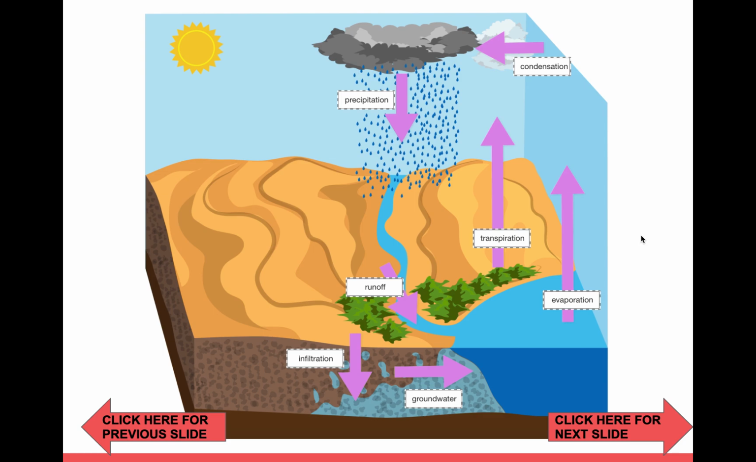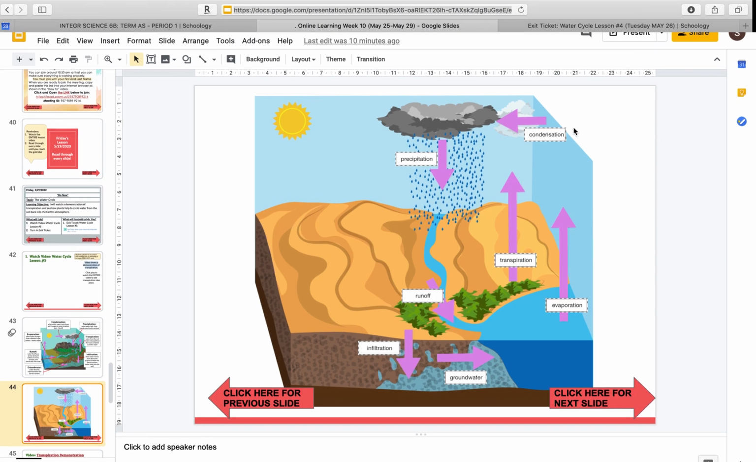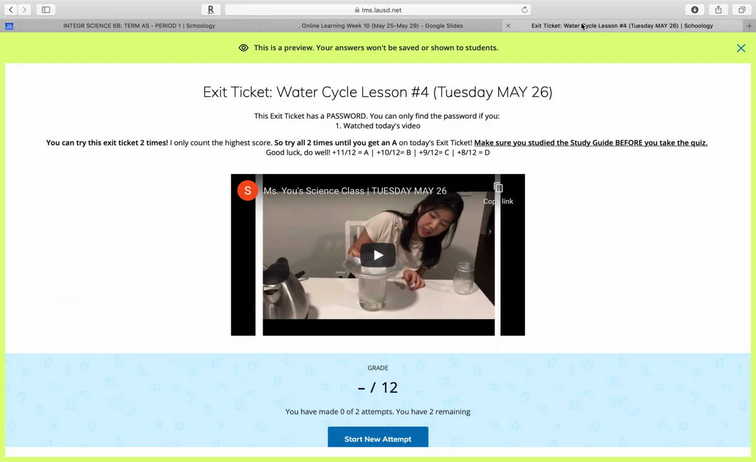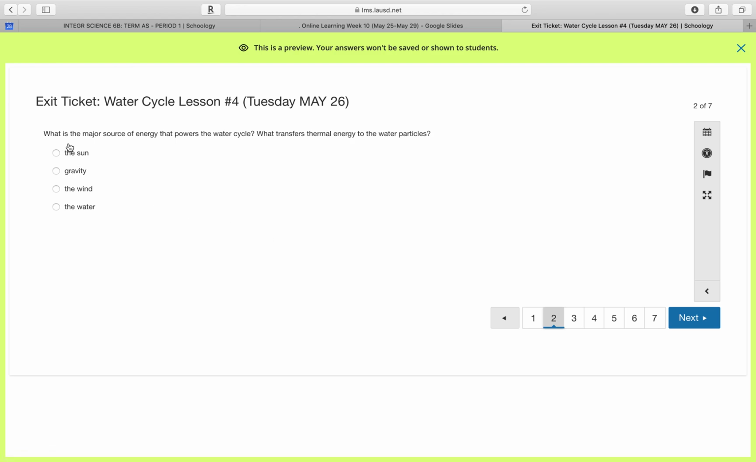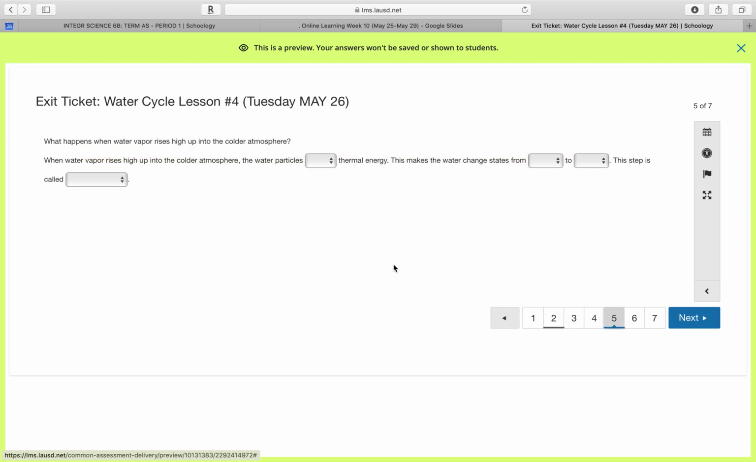So on Tuesday, you did an exit ticket where you were supposed to be able to label all of these arrows correctly. So I'm going to quickly go over the exit ticket from Tuesday. And I saw that a lot of students got number 2 incorrect. Number 2 says, what's the major source of energy that powers the water cycle? What transfers thermal energy to the water? Well, the major source of energy is the sun. The sun is what evaporates the water, so the sun is a very important source of energy for the water cycle.